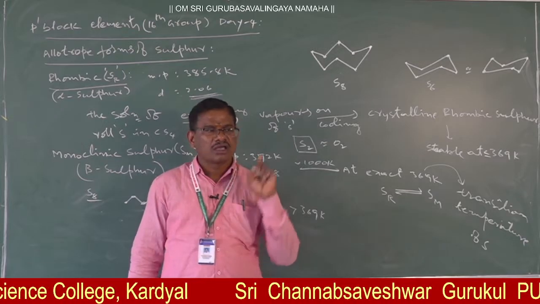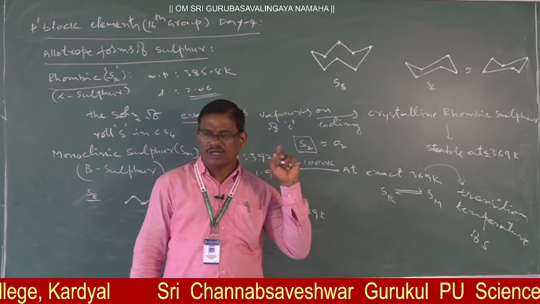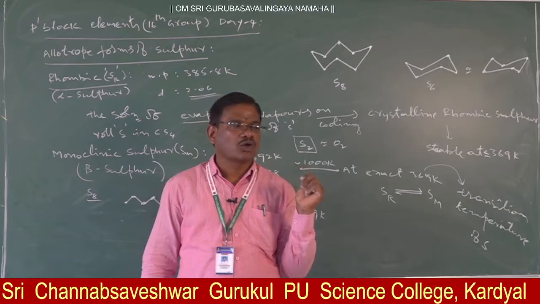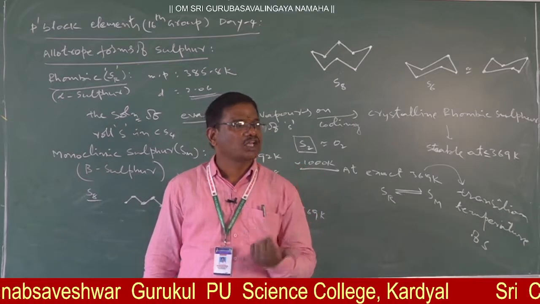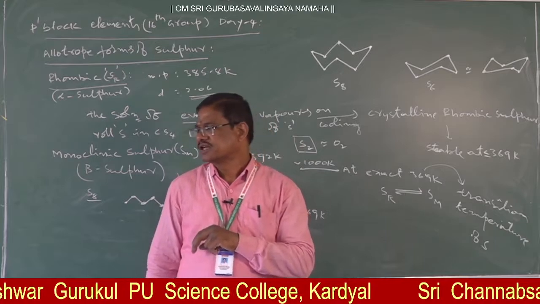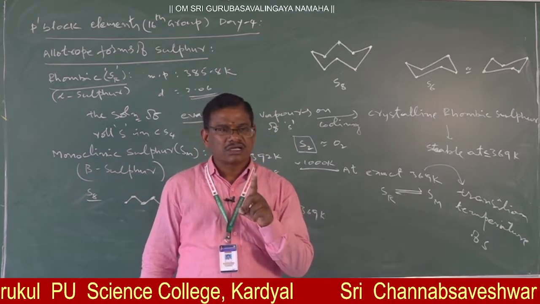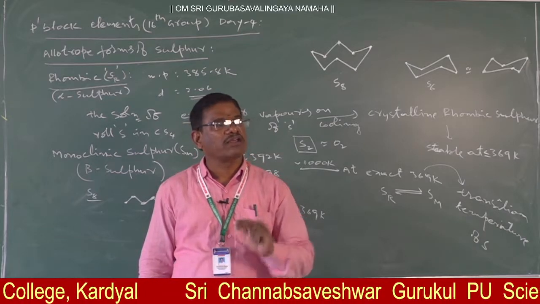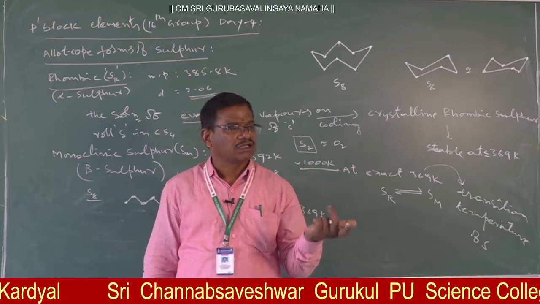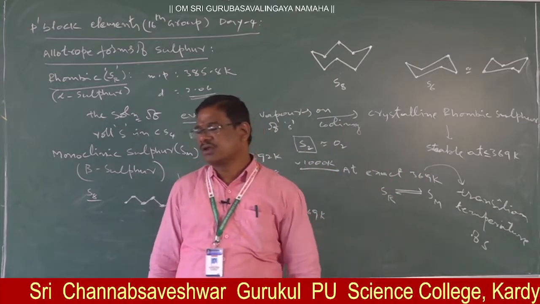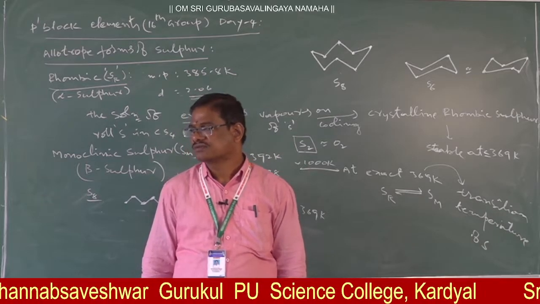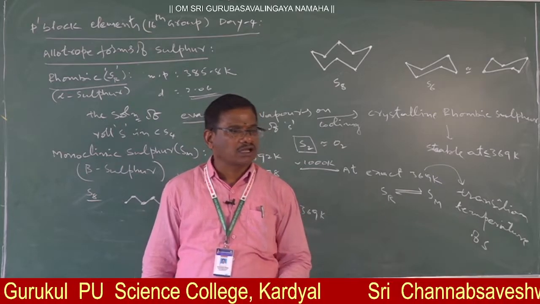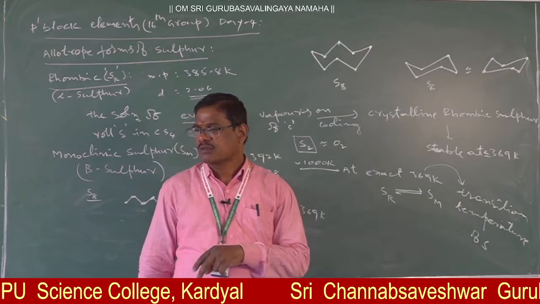Rhombic sulfur has a melting point of 385.8 Kelvin and a density of 2.06, whereas monoclinic is slightly more, at 392 Kelvin and 1.98 specific gravity. Clear? This rhombic sulfur is prepared when a solution of roll sulfur in carbon disulfide is evaporated, and the vapors are condensed and cooled. That will crystallize to rhombic sulfur. It is insoluble in water, partially soluble in benzene, alcohol and ether, whereas readily soluble in carbon disulfide.